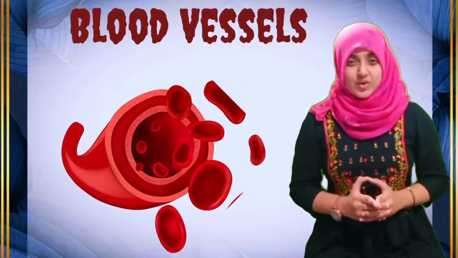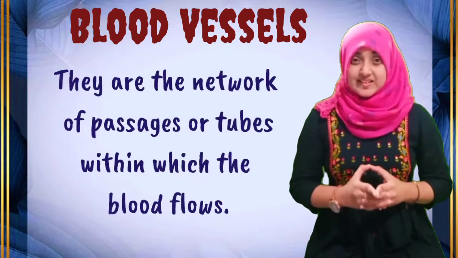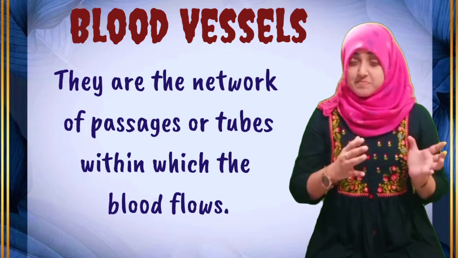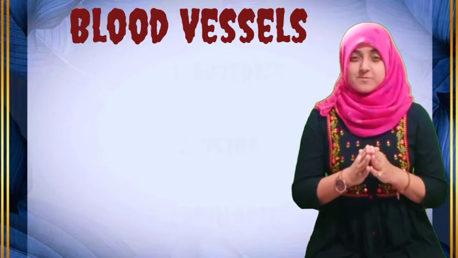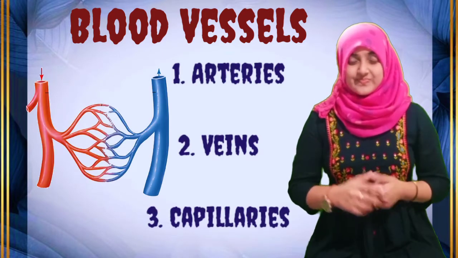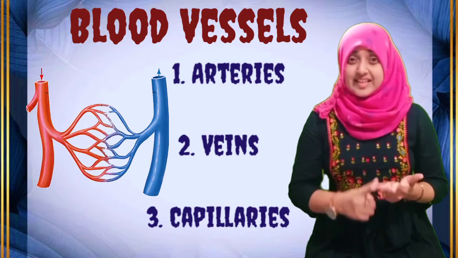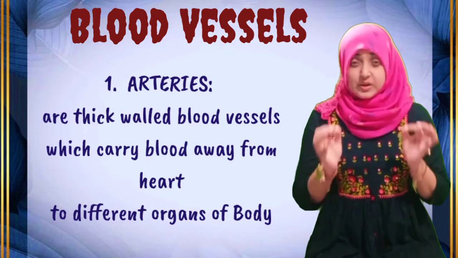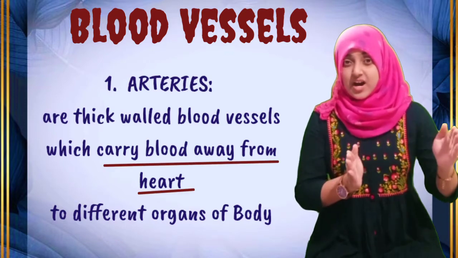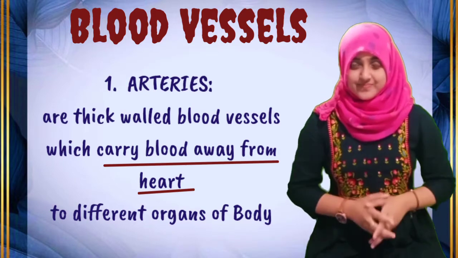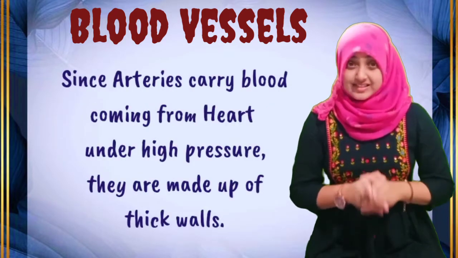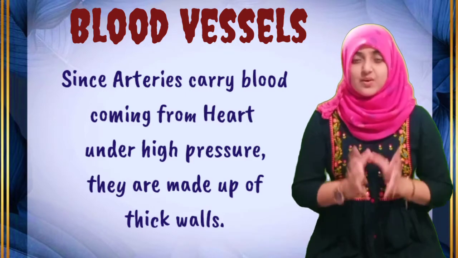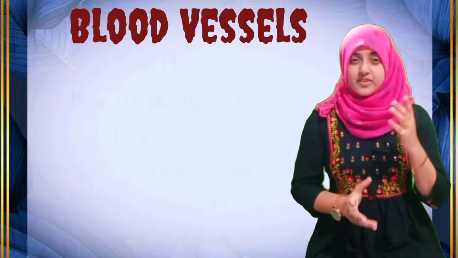Next, the blood vessels. These blood vessels are the network of passages or tubes within which the blood flows from one part to the other part. So these blood vessels are of three types: the arteries, veins and capillaries. Arteries are the thick-walled blood vessels which carry the blood away from the heart to various other organs in our body. Since these arteries carry blood that comes from the heart under high pressure, they are made up of thick walls.